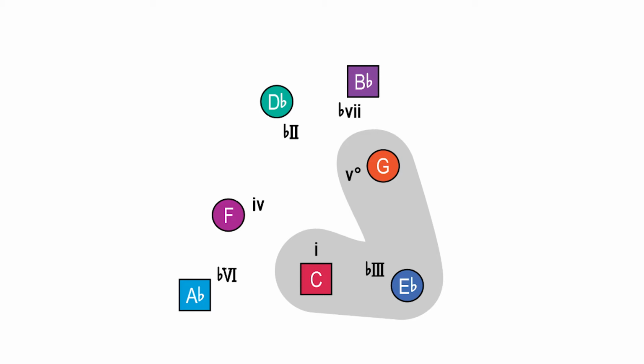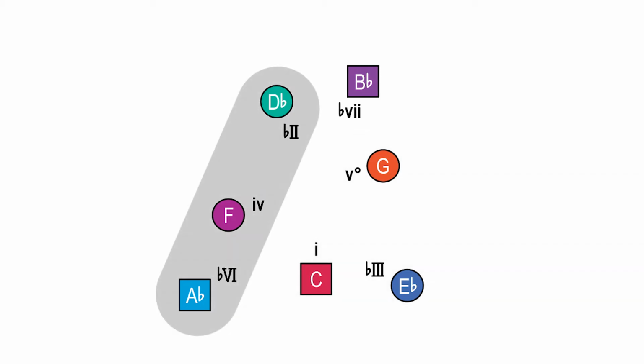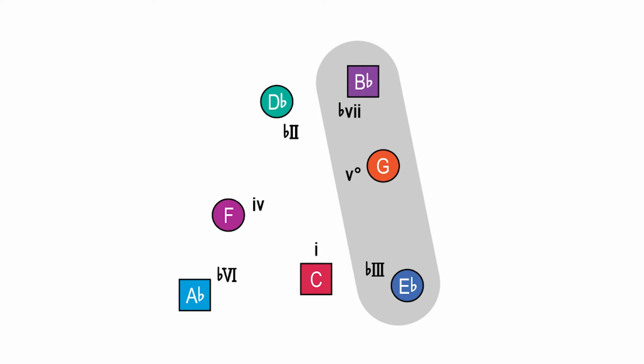The minor 1 chord, C minor, is made from notes C, E-flat, and G. The flat major 2 chord, D-flat major, includes notes D-flat, F, and A-flat. The flat major 3 chord, E-flat major, is made from notes E-flat, G, and B-flat, etc.